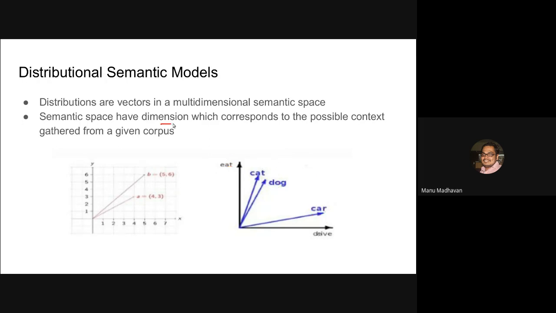A semantic space has dimensions which correspond to the possible contexts. Here the context is defined by two things, eat and drive, and the words are mapped in these two contexts. You can have multiple words, so multiple contexts can be taken care of.